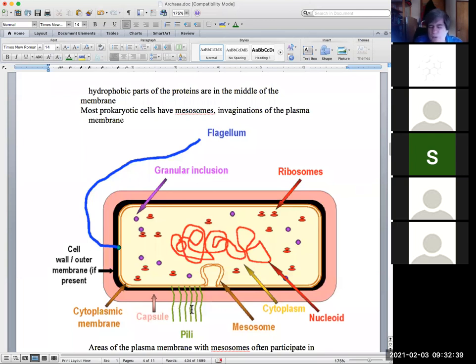Pili are what bacteria cells use to attach to other stuff. And really, they can attach to 3 types of things with these pili. They can attach to a host cell. So bacteria that cause some infections in the human body use their pili to attach to your cells.